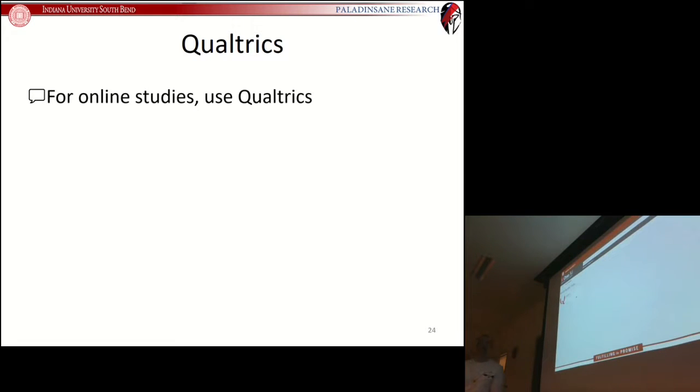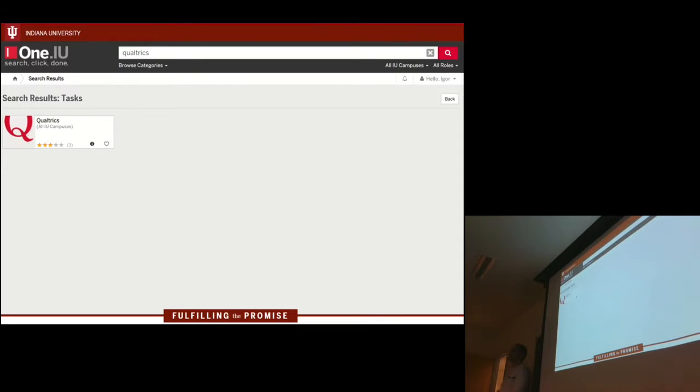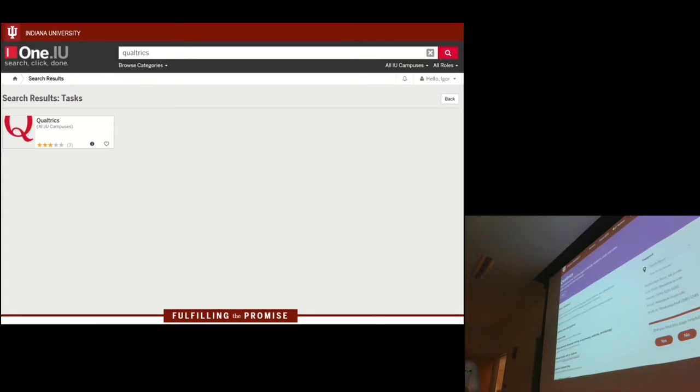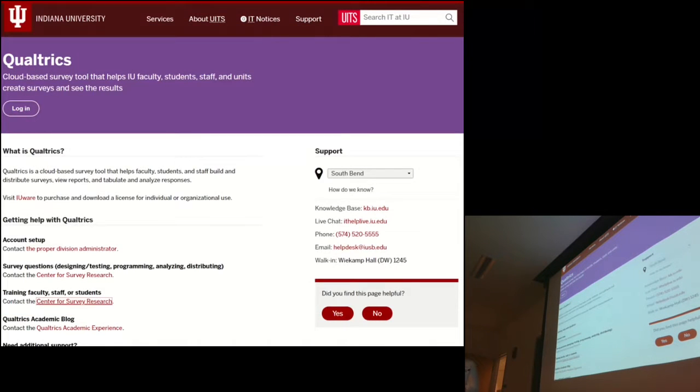So the way that you access Qualtrics, and I would highly recommend you start poking around in it, start actually programming your experiment into Qualtrics, is through OneIU. If you just search for Qualtrics, it'll bring up the Qualtrics app or link. And when you click on that, it'll take you to this login page.